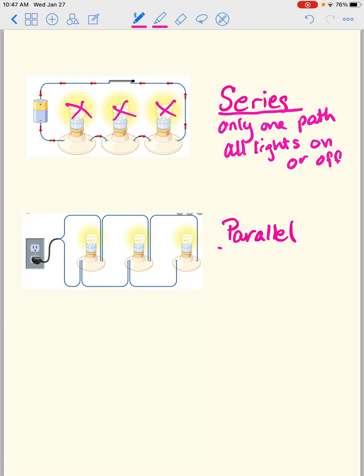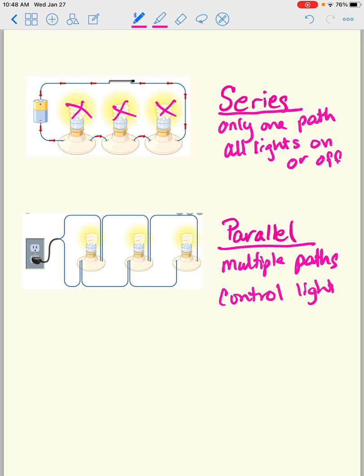In a parallel circuit, there are multiple paths for the electrons to flow. And so this allows you to control the lights separately. All right, so if this one goes out, I can still have these two on. So that is an advantage. Like most of the newer Christmas trees, your bulbs are set up in a parallel circuit so that if one of them goes out, the other ones are still going to work.